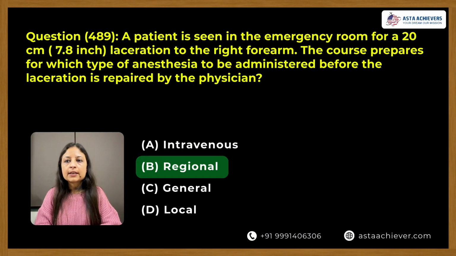Question number 489. A patient is seen in the emergency room for a 20 centimeter laceration to the right forearm, and the nurse prepares for which type of anesthesia to be administered before the laceration is repaired by the physician. Option A, intravenous. Option B, regional. Option C, general. And option D, local. So option B, regional, is the correct answer.